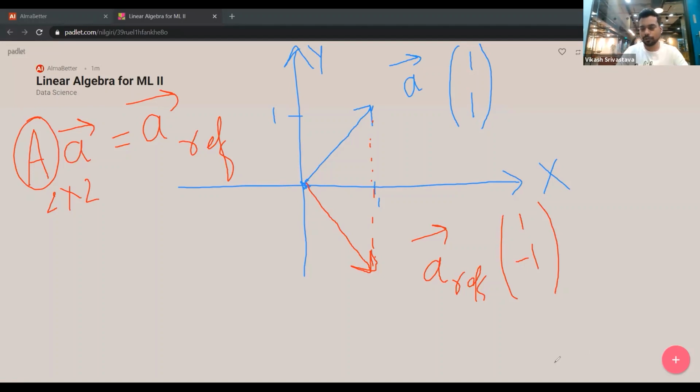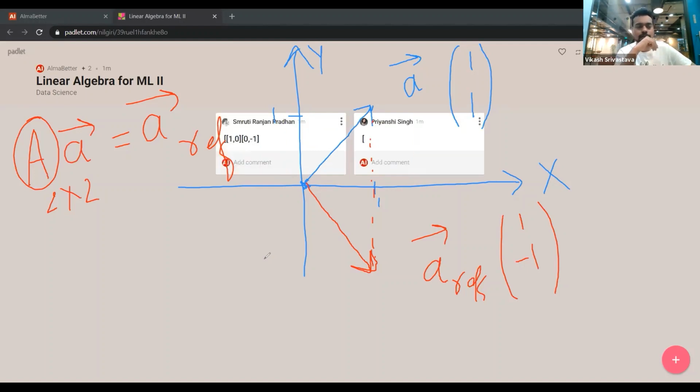So I just want to know from you guys. Maybe you can scribble over the Padlet only. I'll just delete your answers, so you can scribble over the Padlet itself. Okay, for now. So I have given you the problem statement, right? You need to find this matrix A, which when we apply on vector A, will give us the reflected A. So what is the matrix that we'll get?